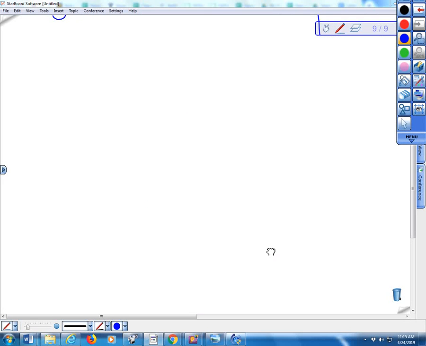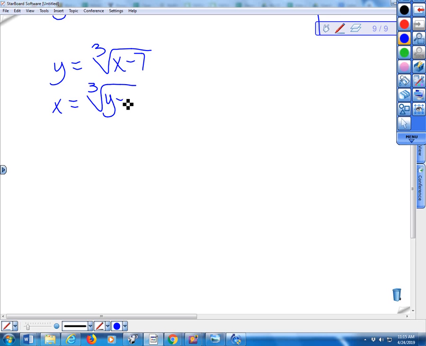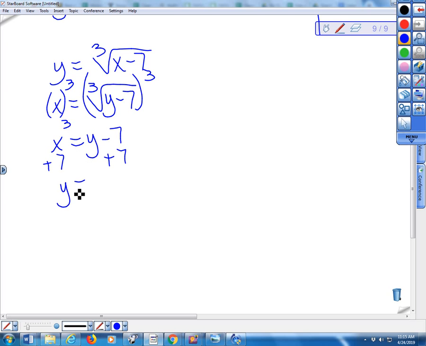Then it's y equals, I'm just going to go ahead and write it as the cube root of x minus 7. Switch x and y. Cube both sides. Add 7. And I'm done.